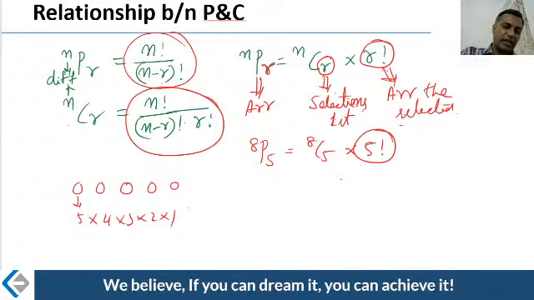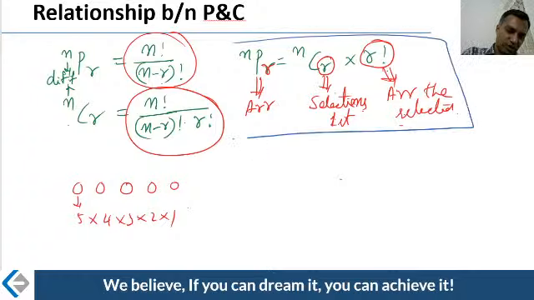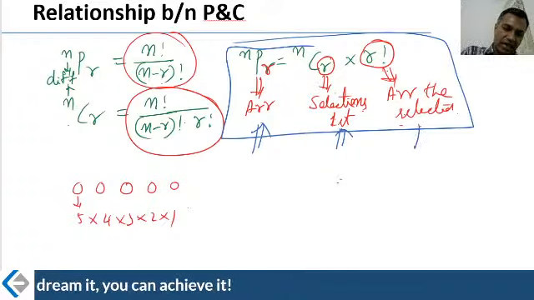Right? Okay. Now that's a relationship. What I want you to remember is these words: total arrangements are nothing but selections first, and then arrangement of the selected.